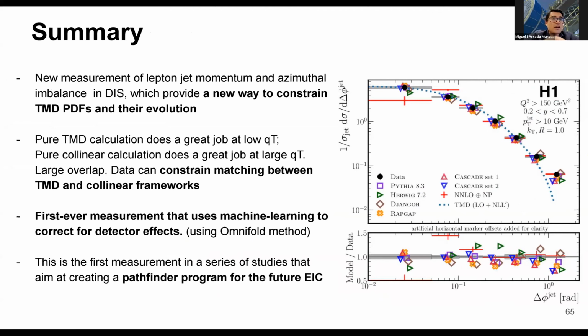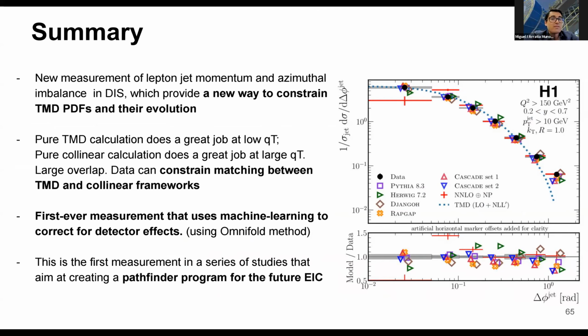So in summary, I presented you a new measurement of lepton jet momentum and azimuthal imbalance in DIS, which provides a new way to constrain the TMD PDFs and their evolution. We have seen that the pure TMD calculation does a great job at low Q, fails at high Q as expected, and vice versa for the collinear pQCD calculation. There is a big overlap between the two calculations at mid Q.